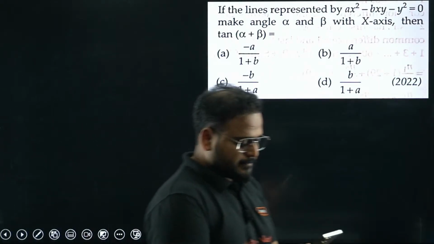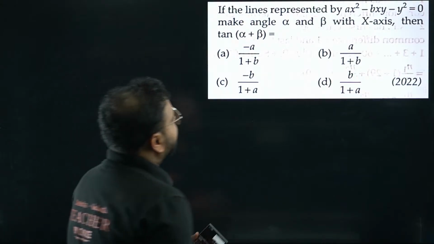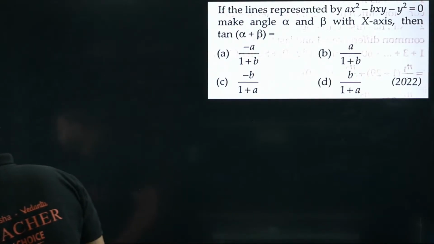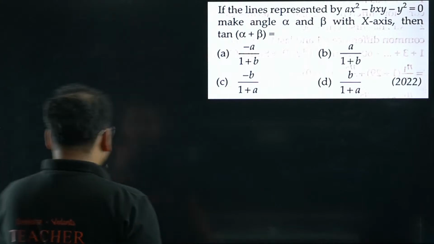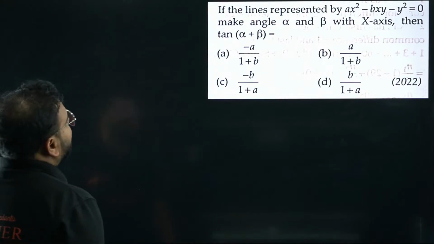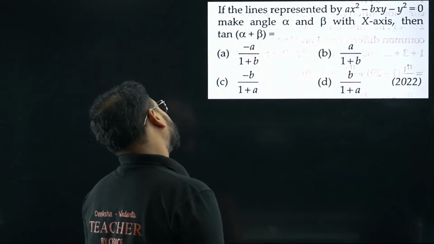Next problem. Have a look. If the lines represented by ax square minus bxy minus y square equal to 0 make angle alpha and beta with the x-axis, then tan of (alpha plus beta) will be how much?